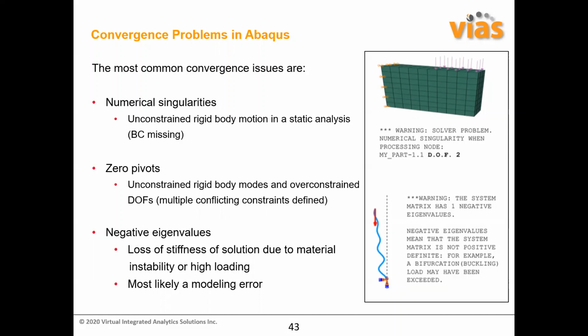Negative eigenvalues. It's a loss of stiffness of solution due to material instability or high loading. So maybe your material data is incorrect, or maybe the material data is correct, but you have probably applied a very large amount of load. Or if that is what your actual intention was, then maybe you are correct, and you want to assess the stability of the system. But most likely, this might be a modeling error. So you need to take a look at your material data, and make sure that your units, force units, and the material data units are all correct.